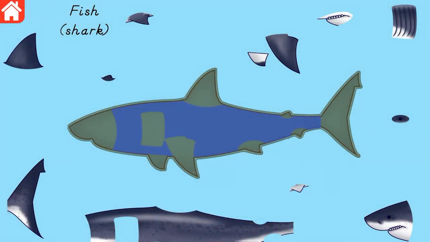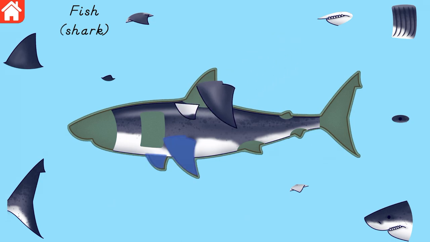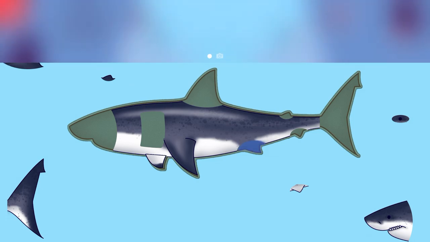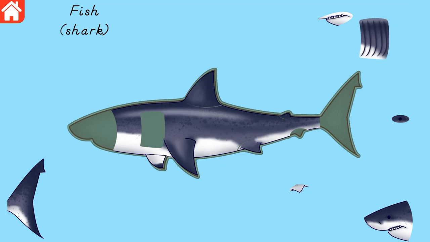Find the animal puzzle piece that matches the blinking image. Body. Pectoral fins. Pelvic fins. Dorsal fins. Gills.